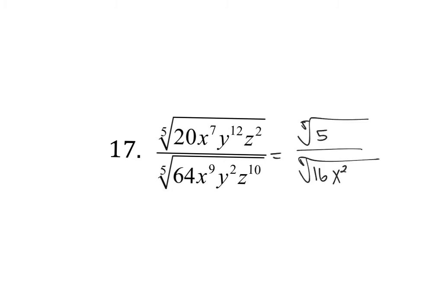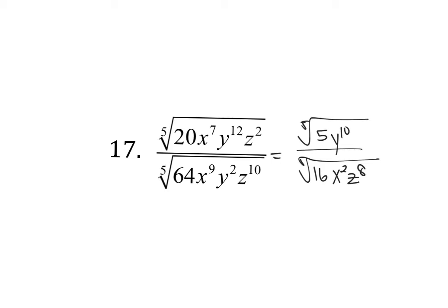There'll be 2 more x's in the denominator. Y to the 10th over y squared. There'll be 10 y's in the numerator. Z to the 2nd over z to the 10th. There'll be 8 z's in the denominator. So reduce first. Then I would suggest taking the radical.